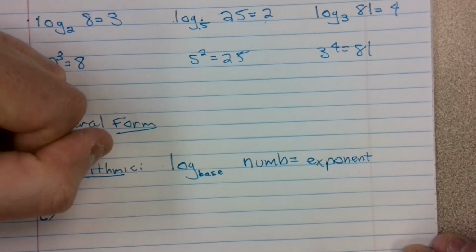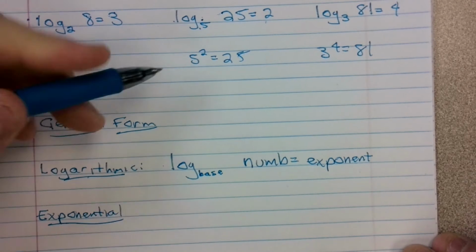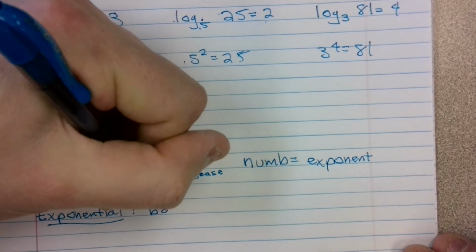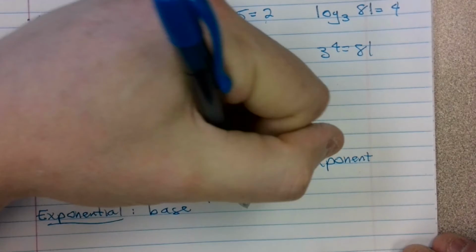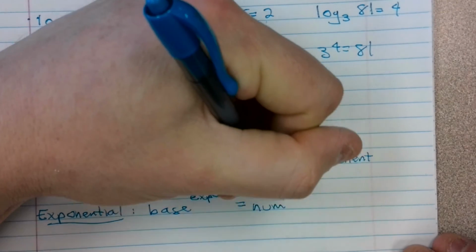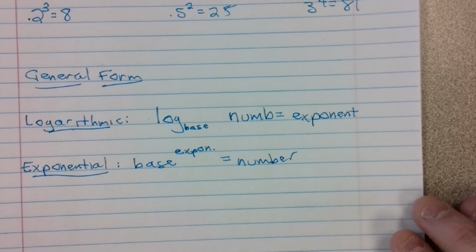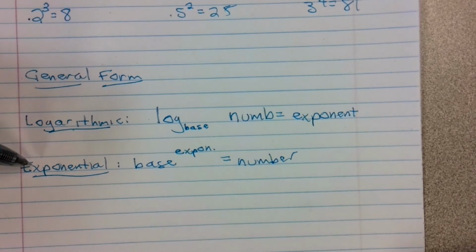Exponential notation is this version right here. So we've got our base, and we raise it to the exponent, and that equals my number. Okay? And so that's the whole idea behind logarithms, between both logarithmic form and exponential form.